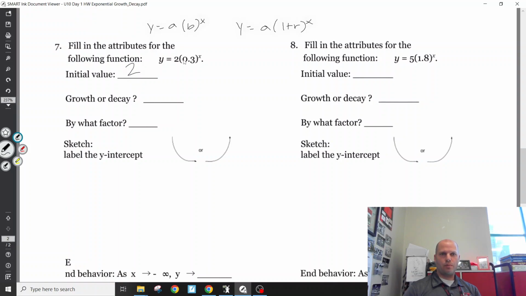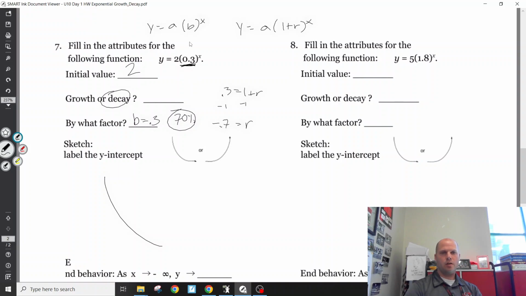We're starting with 2. Since this is less than 1, we are decaying. You could graph to see it. What is the factor at which we're decaying? We could say B is equal to 0.3, or 0.3 equals 1 plus r, subtract 1, r equals negative 0.7. We are decreasing by 70% a year. Since it's a decay, we are decreasing in our amount. And if you graph this, you'd be able to see you would be losing 70% every single year.